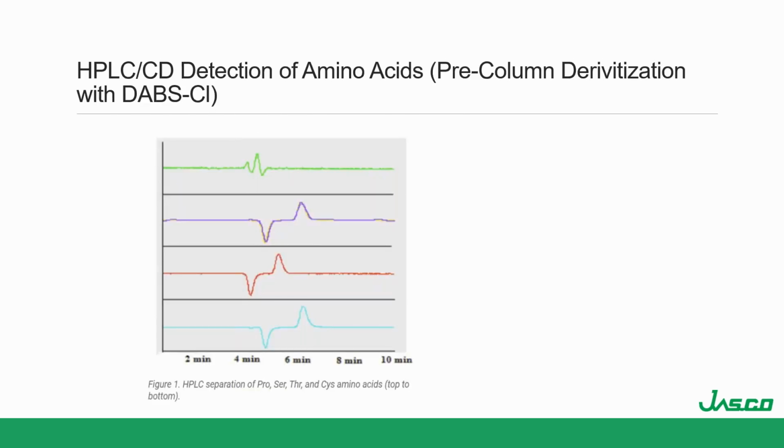So here we see the HPLC CD detection of amino acids. This is pre-column derivatization with DABCO. Here you see a chromatogram of proline, serine, and cysteine amino acids from top to bottom. And as you can see, each one has a corresponding negative peak and a positive peak.